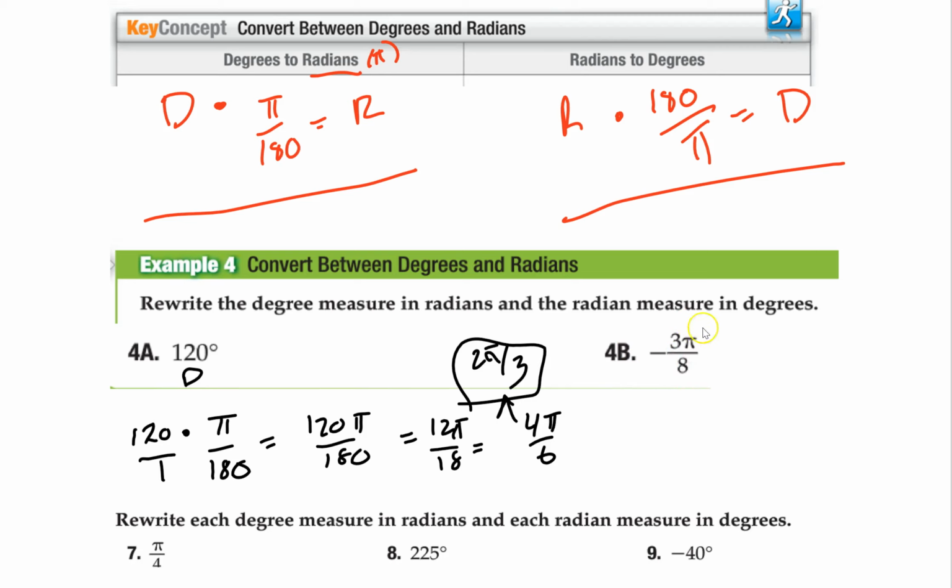The next one, same idea. Now you have radians and you want to go to degrees. So radians to degrees, you flip it. Degrees doesn't usually have a pi sign, so multiply by the pi on the bottom.